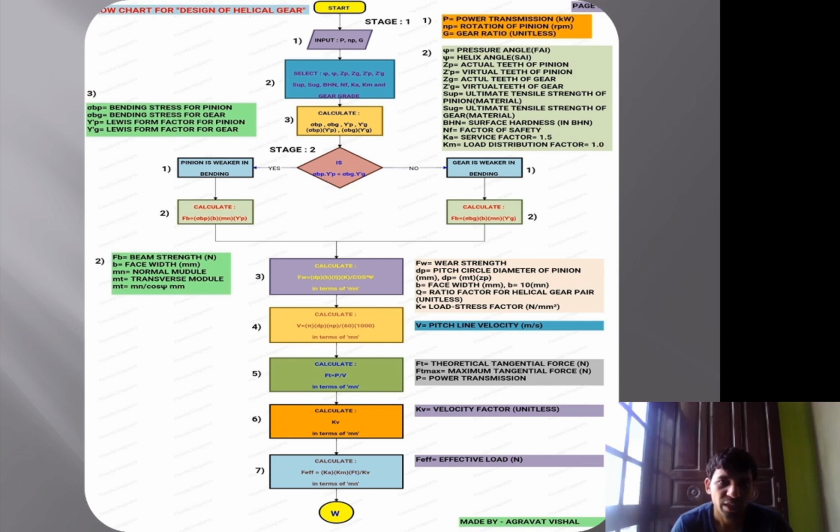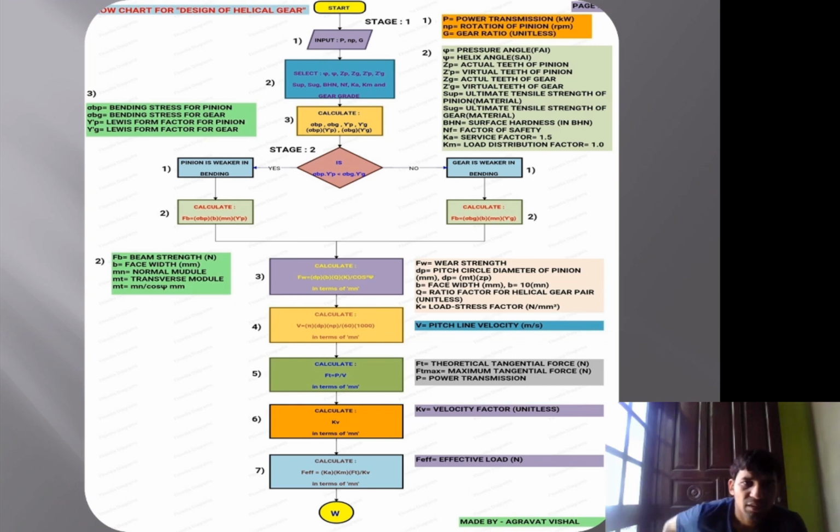In the third point we have to calculate the bending stress for pinion and the bending stress for gear, that means sigma BP and sigma BG. Sigma BP is the bending stress for pinion and sigma BG is the bending stress for gear, and we also calculate the Lewis form factor for pinion and gear in the third step.